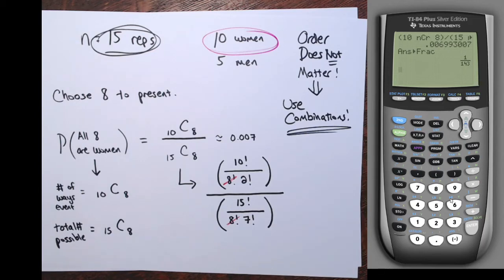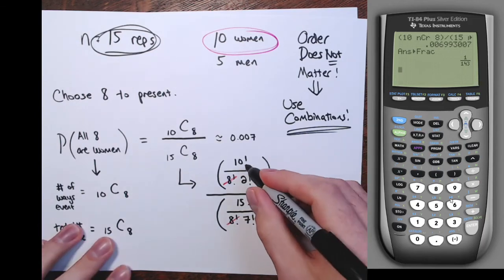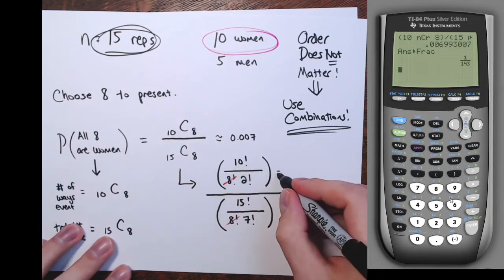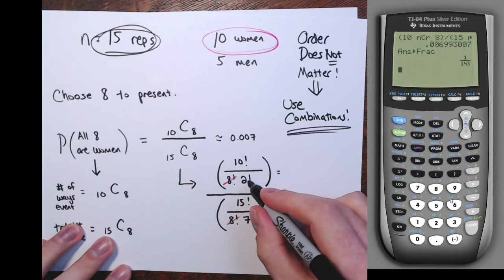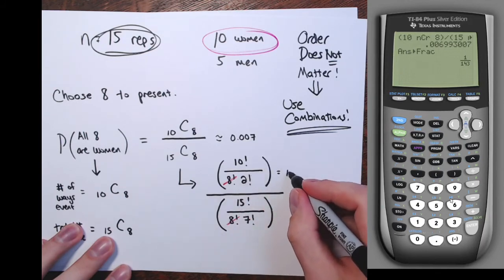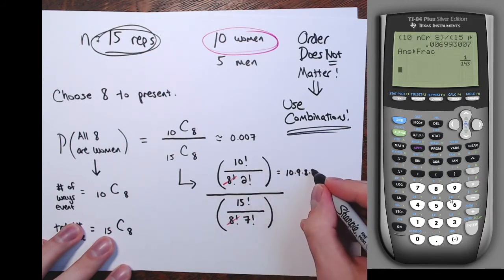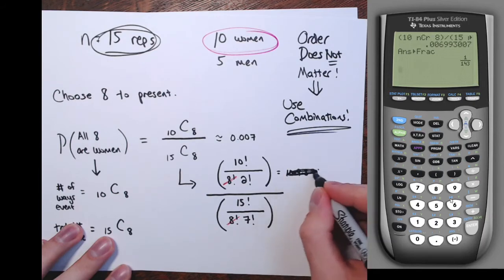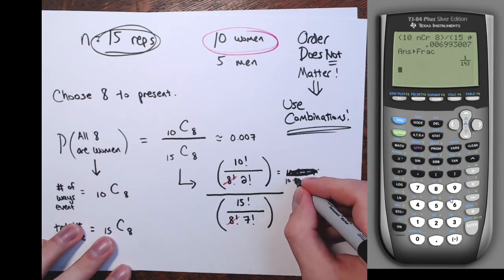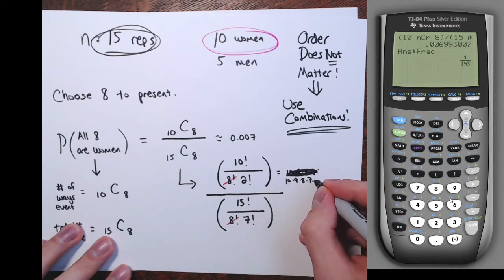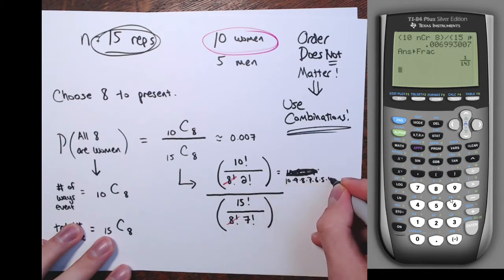All right. And then this up here, that's 10 times 9 times 8 times 7 times 6 times 5 times 4 times 3 times 2 factorial. The 2 factorials would go, and I'd have 10 times 9 times 8 times 7 times 6 times 5 times 4 times 3, right? And then the 2 and the 1 would go away because of this 2 factorial here.